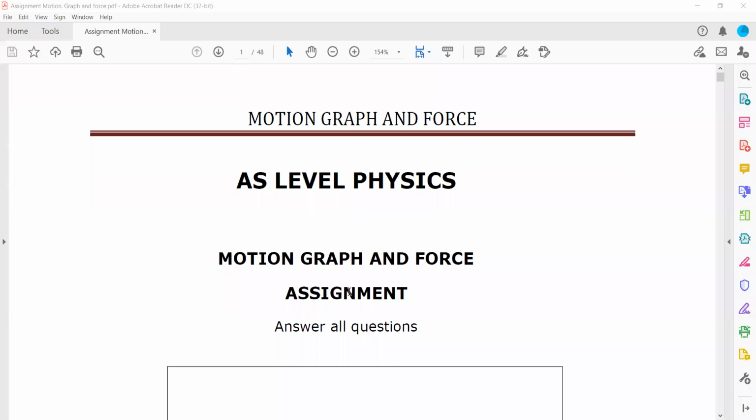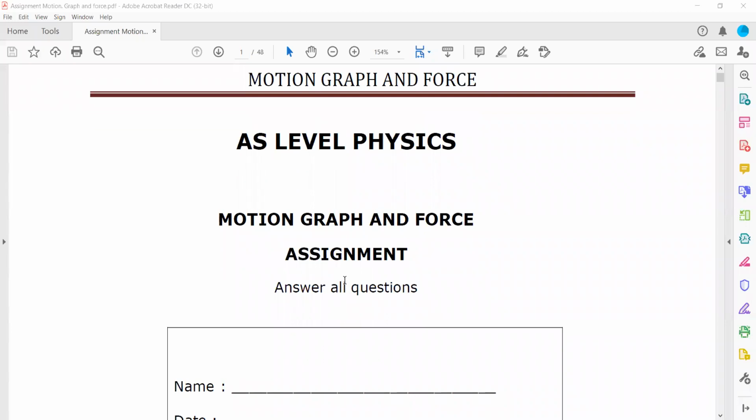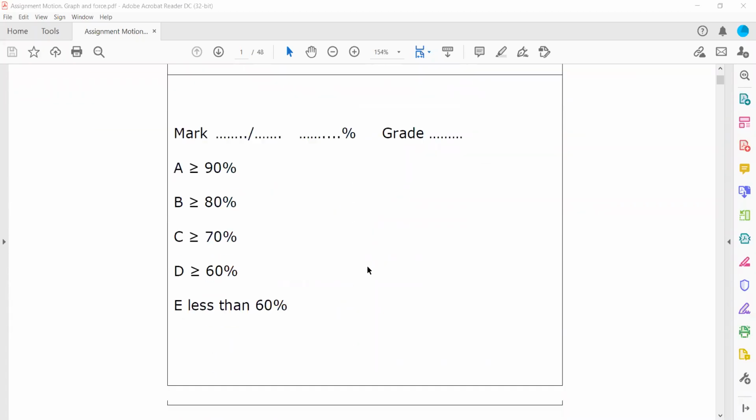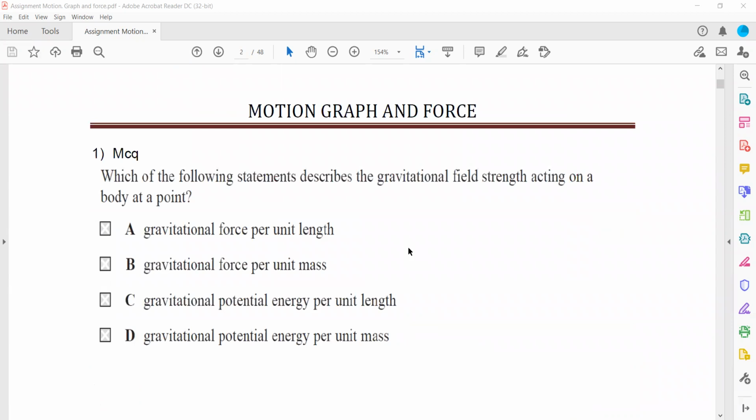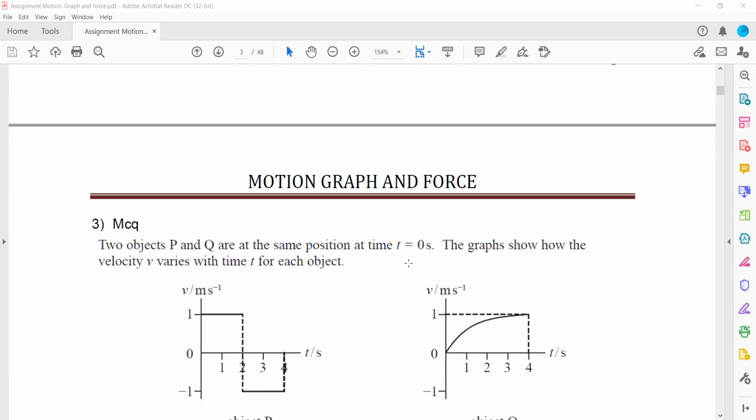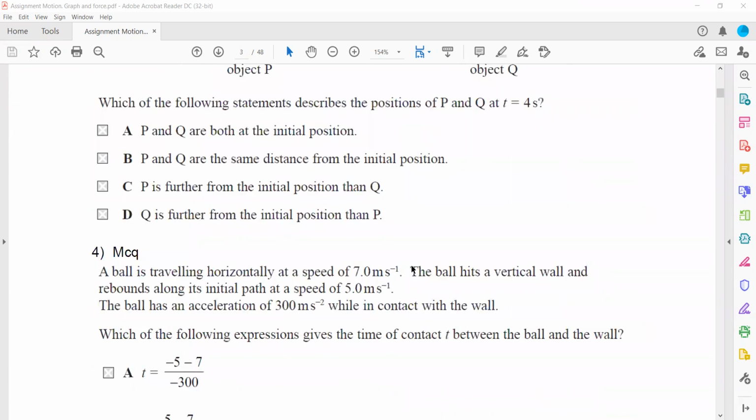So in this session, we will discuss questions related to the topic motion graph and force. I'll discuss the doubts which you have sent related to this assignment. The first one is question 20. Question 16 is there.